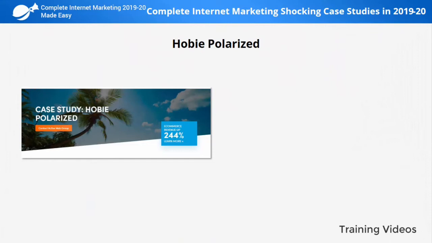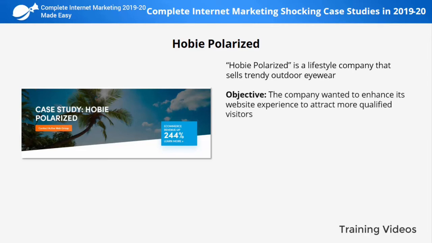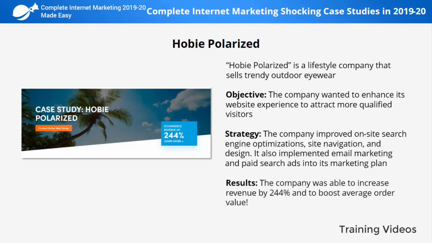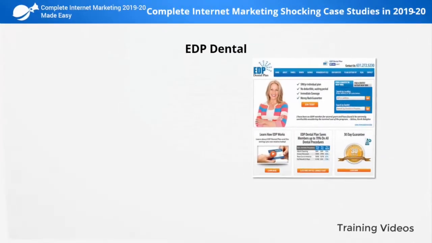Hobie Polarized. Hobie Polarized is a lifestyle company that sells trendy outdoor eyewear. Objective. The company wanted to enhance its website experience to attract more qualified visitors. Strategy? The company improved on-site search engine optimizations, site navigation, and design. It also implemented email marketing and paid search ads into its marketing plan. Results? The company was able to increase revenue by 244% and to boost average order value.